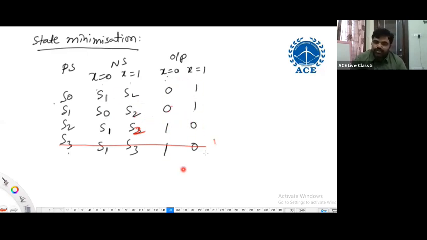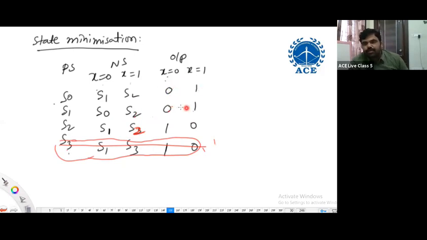Yes, here outputs were same, and as states were same, we are merging these two. So this can be removed. That's what we have done. And after that, what are we saying? Wherever S3 is there, we write S2, replace it. And after that, what is it here?